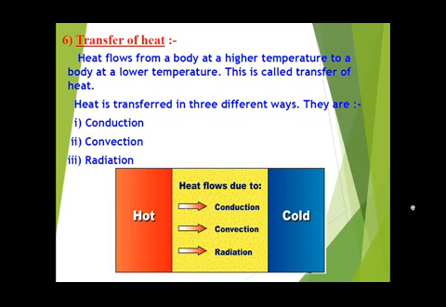So as you can see in this figure, one part is hot, one part is cold. The hot part in this figure shows that the temperature is higher at this end, and the cold part shows that the temperature is lower at this end. So what will happen? The heat will flow from hot towards the cold, and this heat flow can be carried out by conduction, convection and radiation. So let us now study about them one by one and see what happens.